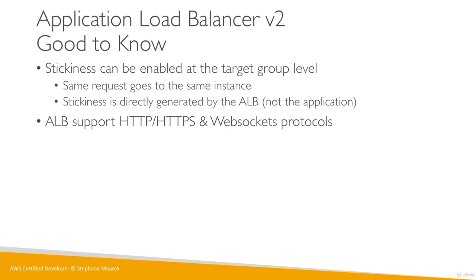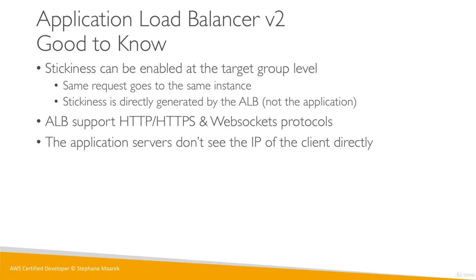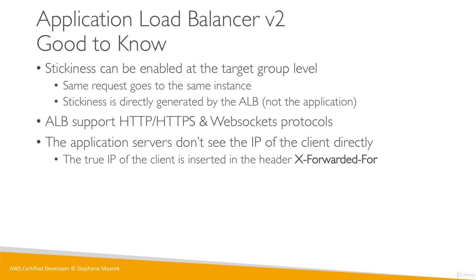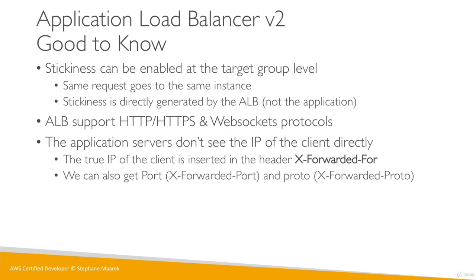ALB supports three things: HTTP, HTTPS, and WebSockets protocol. And the application servers don't see the IP of the client directly. So that's a very, very common and popular question at the exam as well. Basically, the true IP of the client is inserted in one header called the X-Forwarded-For header. And if you still want to get the port and protocol, you can get X-Forwarded-Port and X-Forwarded-Proto.